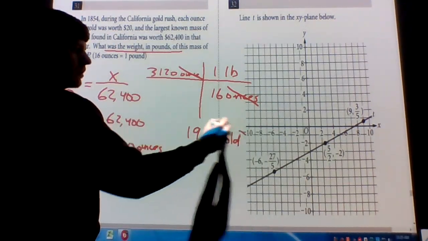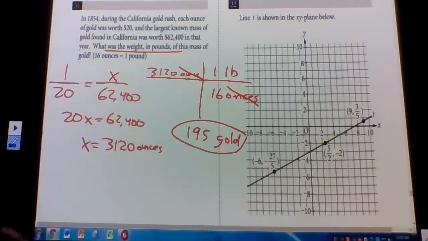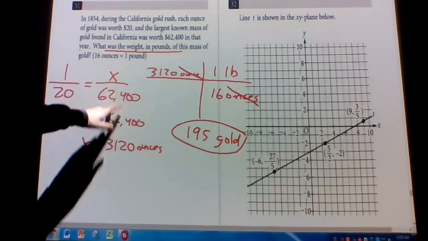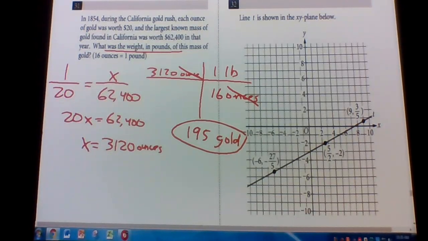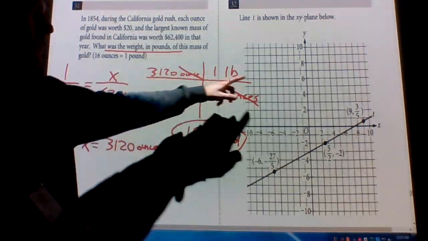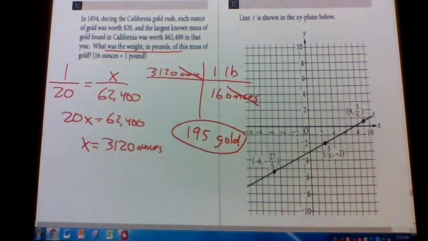Seems extraordinarily high. I would double check my work, but I have the answers. Yeah, 195 pound gold piece. I mean, that's a lot of money though for 1854. Okay, I would check, yeah, no, we're good. 3,120 should be 1 over 20, that seems right. Yep, 195. 16 ounces in a pound, so multiply across. 3120 divided by 16.